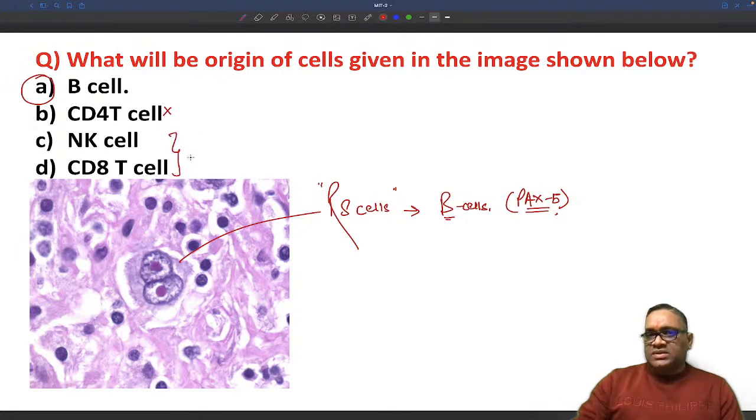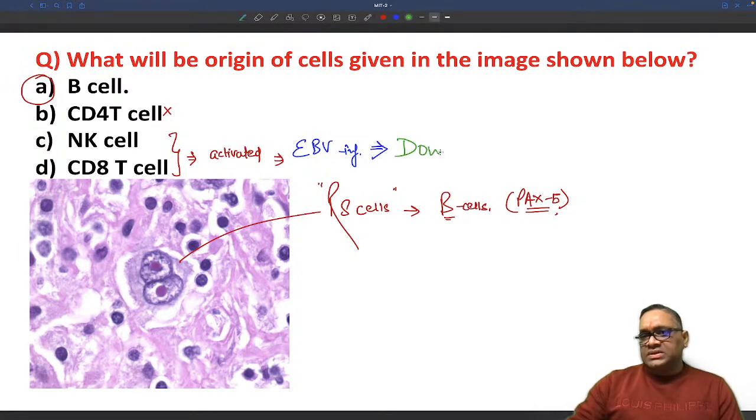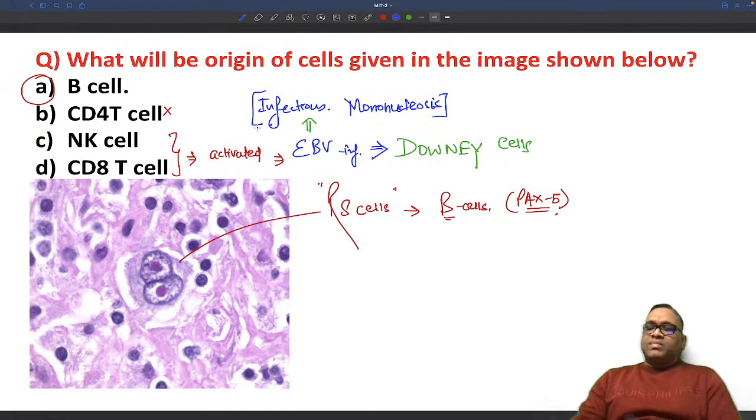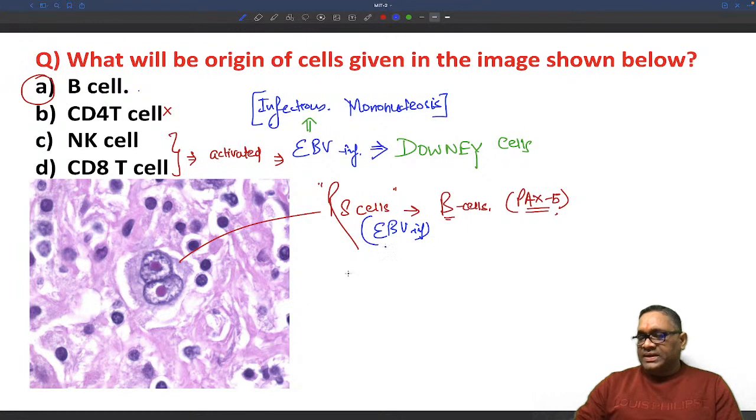Natural killer cells and CD8 T cells are activated in response to Epstein-Barr virus infection. Remember, in response to Epstein-Barr virus infection, these are called Downey cells, right? And when Epstein-Barr virus infection occurs, this disease is called infectious mononucleosis. That infection activates natural killer cells or CD8 cytotoxic cells, and they are called Downey cells, right? So Reed-Sternberg cells are B cells, and Downey cells arise in response to the Epstein-Barr virus infection. Both are different things, right? So now it is a Reed-Sternberg cell where you can see prominent nuclei.